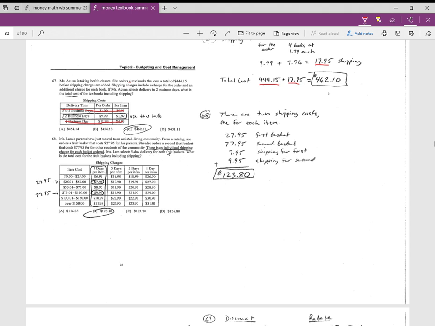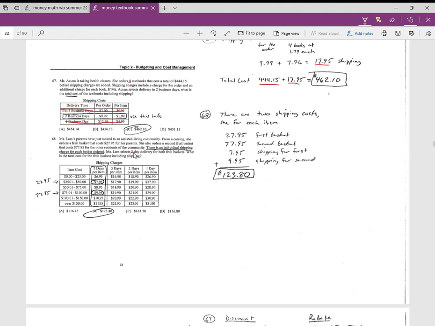It says there is an individual shipping charge for each basket ordered. So there's not one shipping cost for the whole order. For every item, there's a separate cost. So it's not like some of the other problems where you either get a subtotal and the shipping's based off that, or the total weight. This problem is not like that. It says individual shipping charge for each basket ordered.